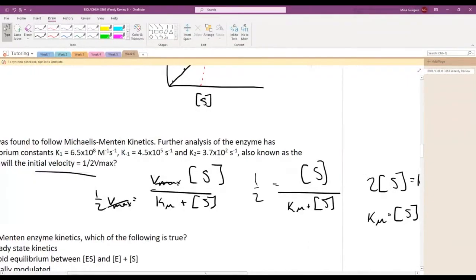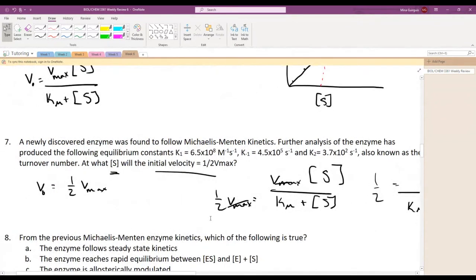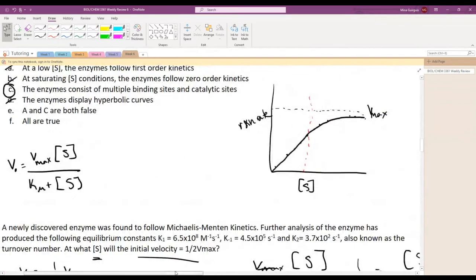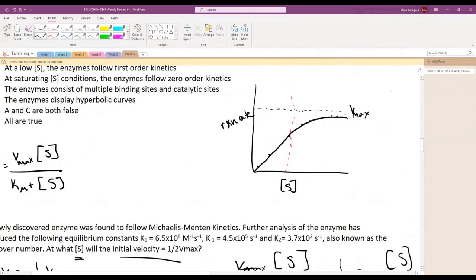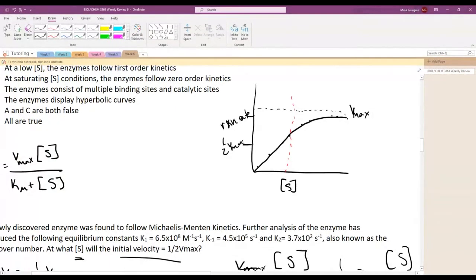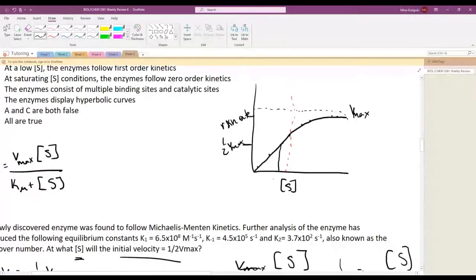So what this tells us, and this is the first relationship we need to bear in mind, is the definition of Km. Let's see if I can approximate this. If that's here, then this is about 1/2 Vmax. The concentration at which the rate is half of the maximum reaction rate is defined as Km. And that's how we get to that number.